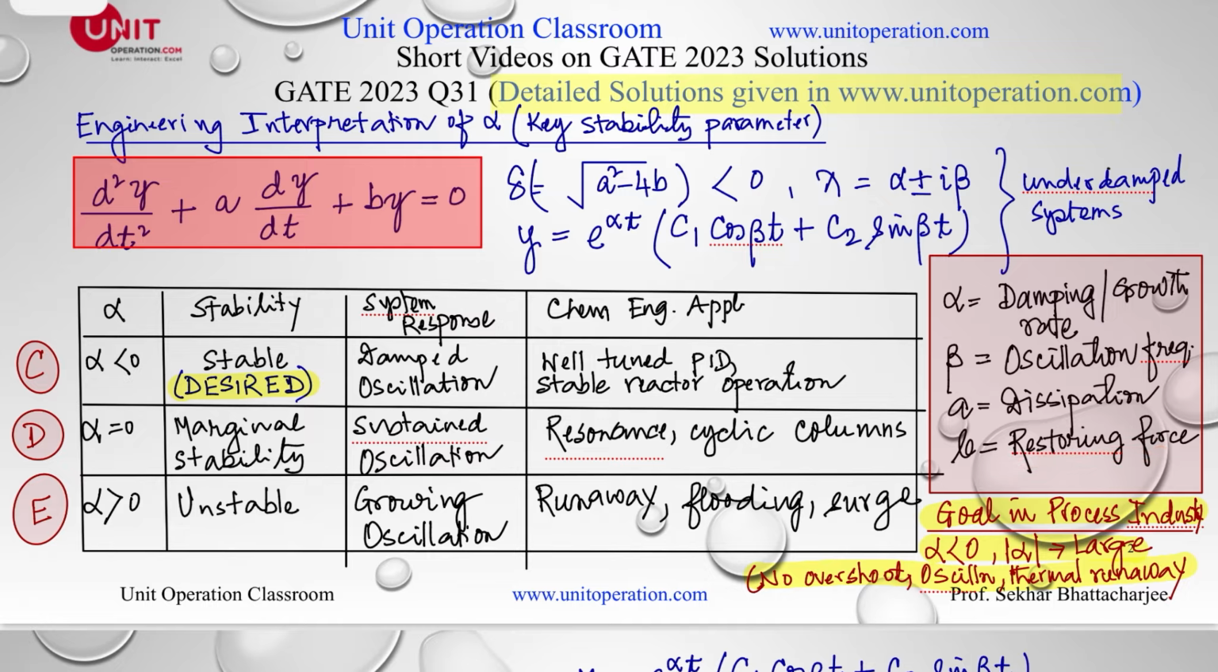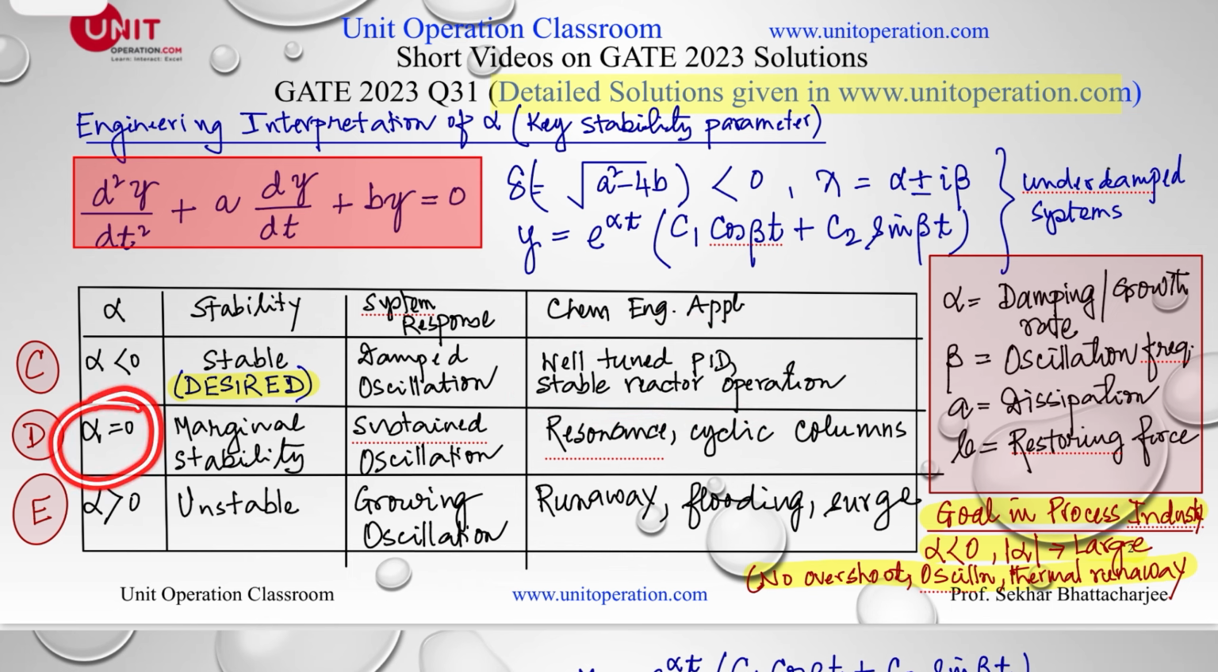If we had more time, we could have taken one practical example and explained what these dissipation and restoring force are. Anyway, if alpha is less than 0, negative, that is the stable, desired one. This has to be negative. That's what we design in our control system. This is called damped oscillation, and this becomes relevant in well-tuned PID stable reactor applications.